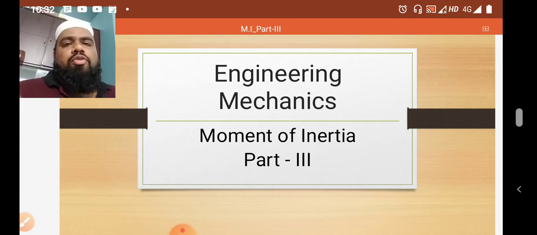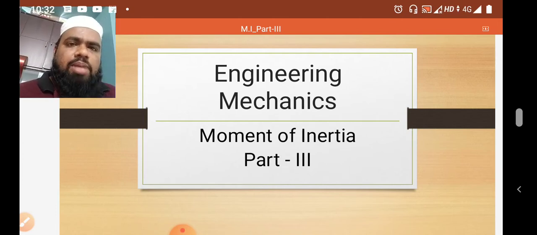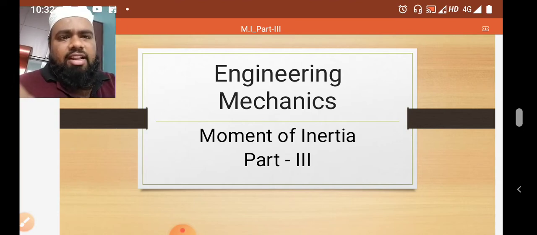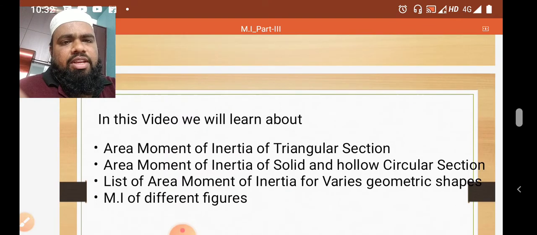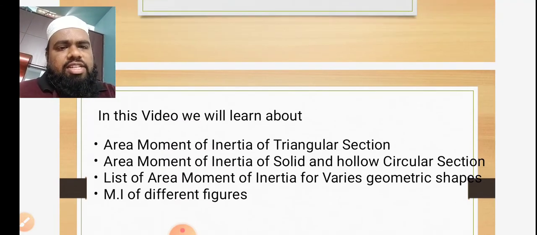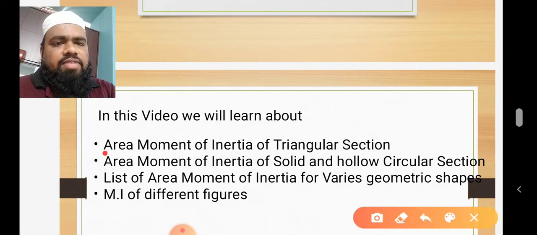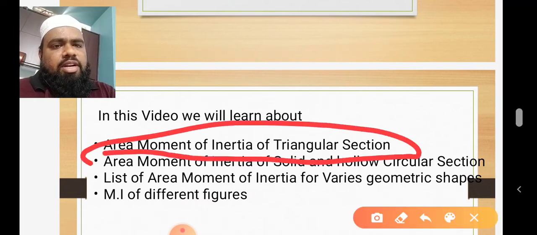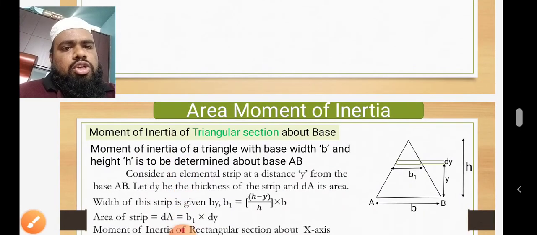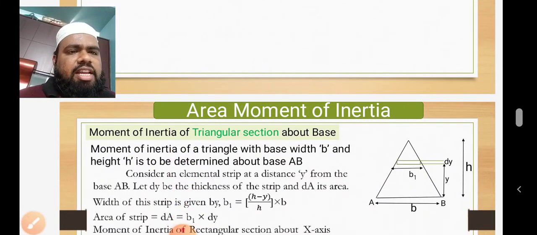Now we'll move into some geometrical sections. We have covered rectangular right now. So in this PPT we'll see the area moment of inertia of a triangular section. We'll cover this part first: area moment of inertia of a triangular section. Clear?